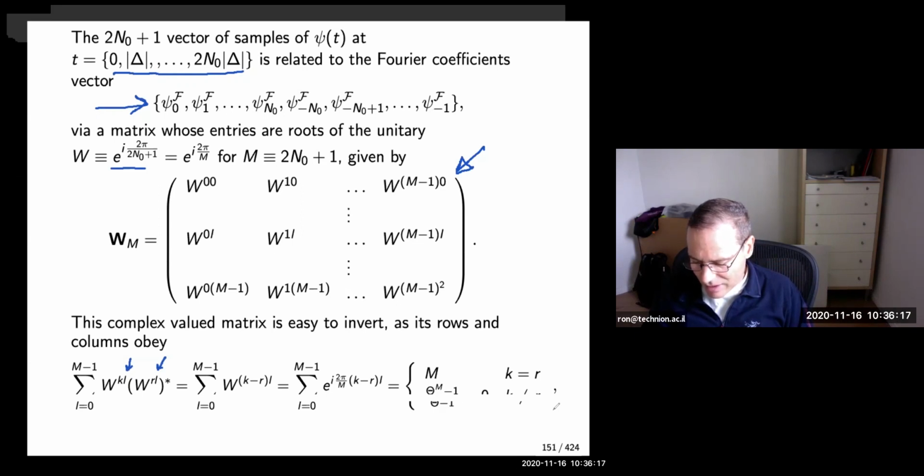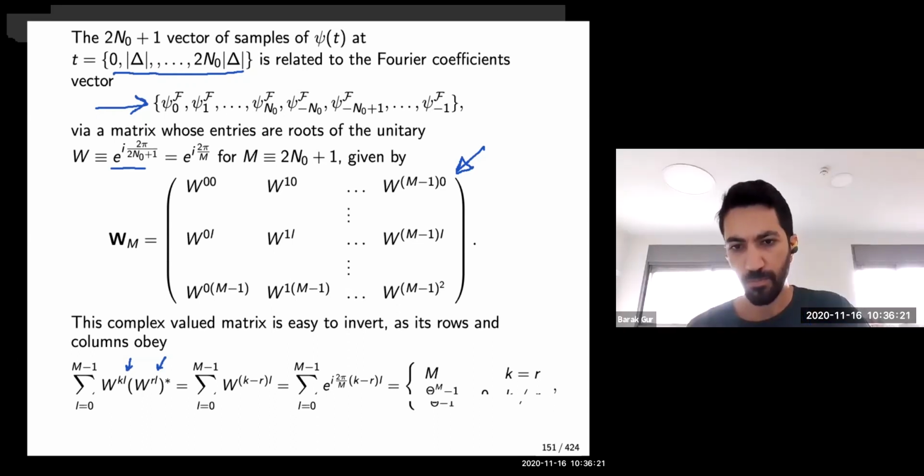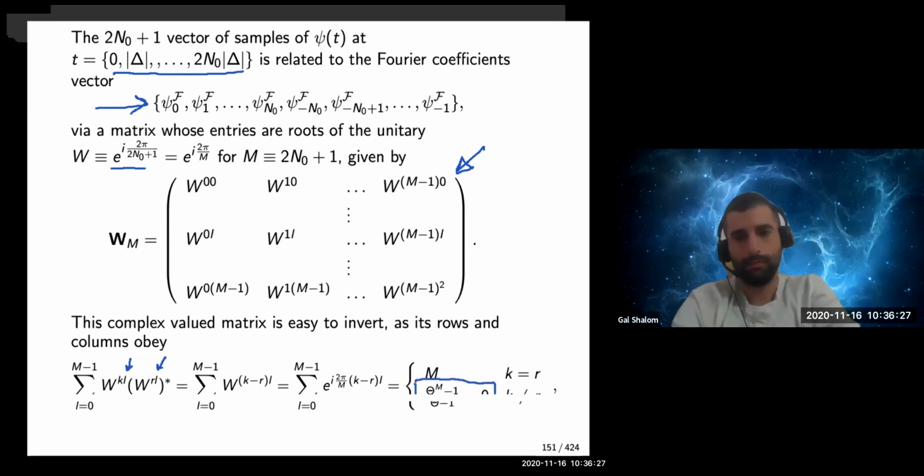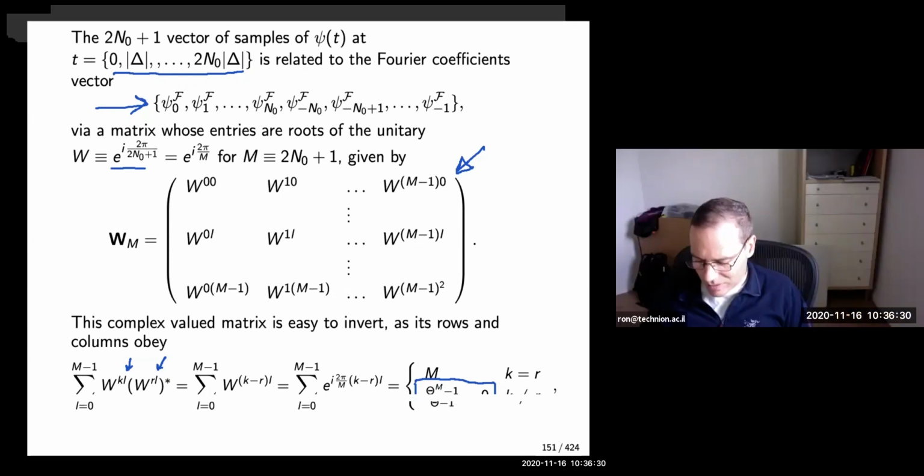Can you see above this line? No. No. Can you see this part? No. Oh, I see. So, and this part you can see, yeah?